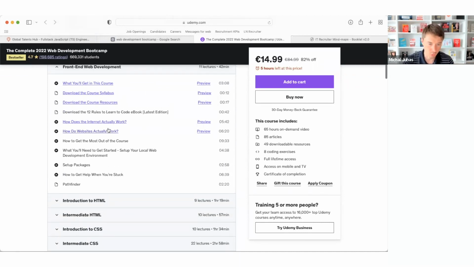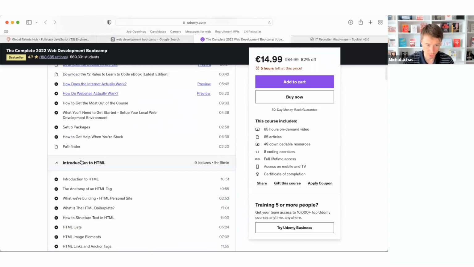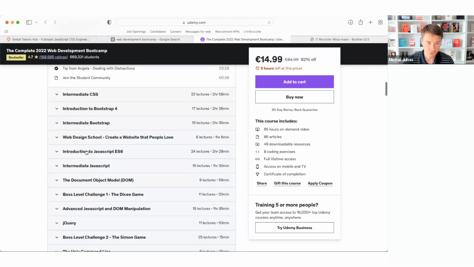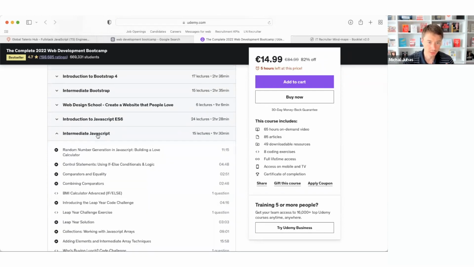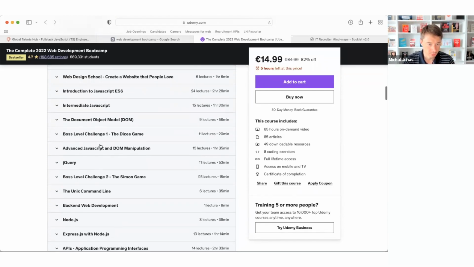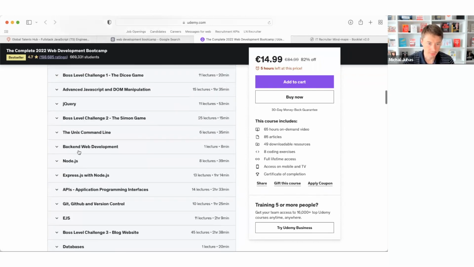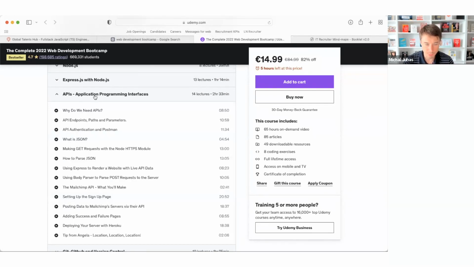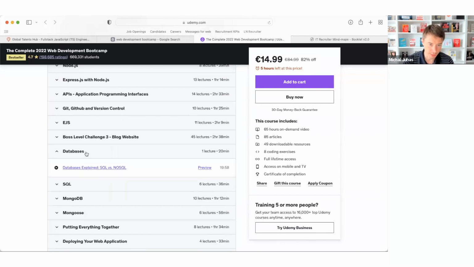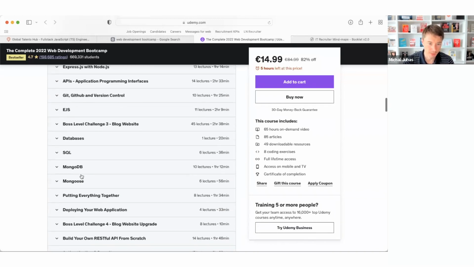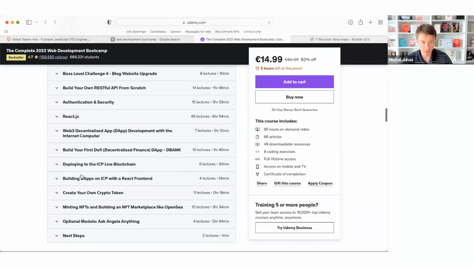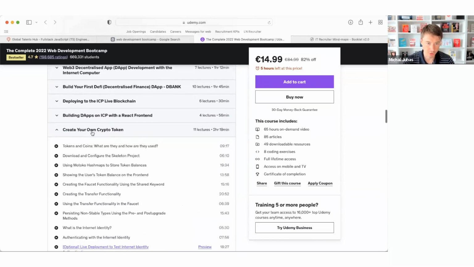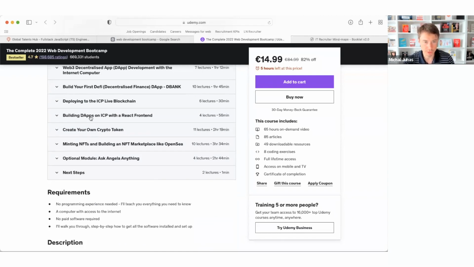Udemy or Udacity or whatever, they learn about HTML, they learn about CSS, they learn about Bootstrap and JavaScript, they learn jQuery, they learn Node.js, they may learn to build an API, they learn to work with databases, SQL, but they don't really learn about the data structures. You see, create your own crypto token, these are projects eventually.